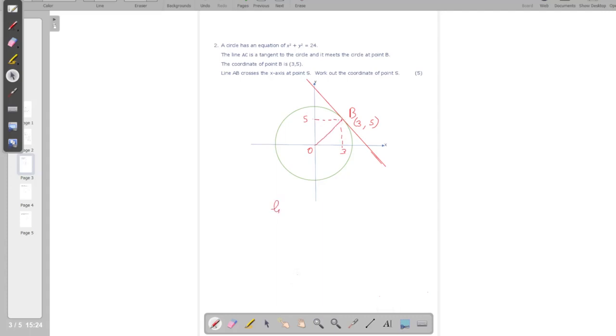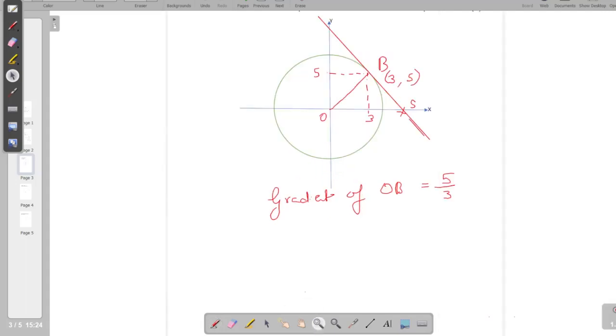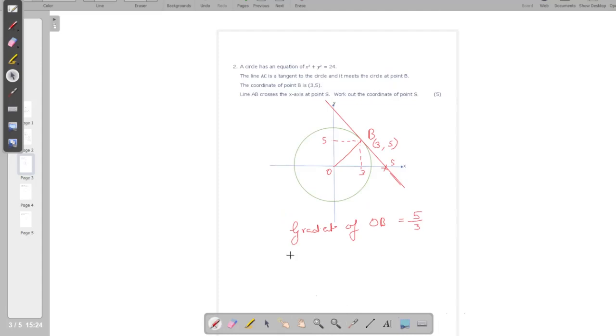So we can find the gradient of OB, which is change in y over change in x. Y is 5, x is 3, 5 over 3. Therefore, we can find the gradient of the tangent, this is S. The gradient of the tangent is minus 3 over 5. Now all we have to do is find the coordinate of that.